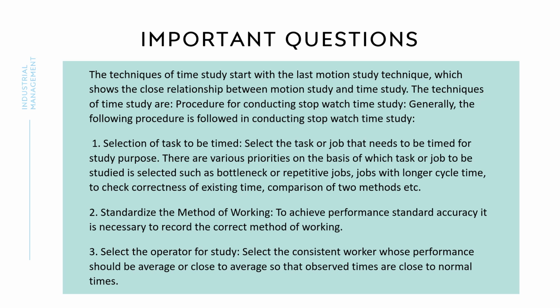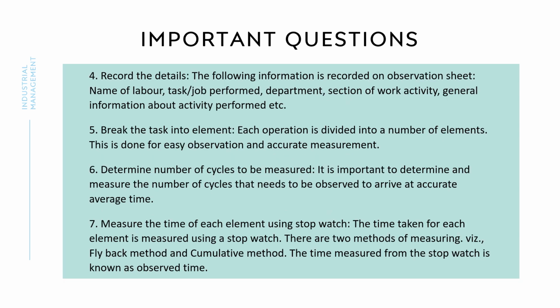3. Select the operator for study. Select the consistent worker whose performance should be average or close to average so that observed times are close to normal times. 4. Record the details. The following information is recorded on observation sheet: name of labor, task/job performed, department, section of work activity, general information about activity performed, etc.